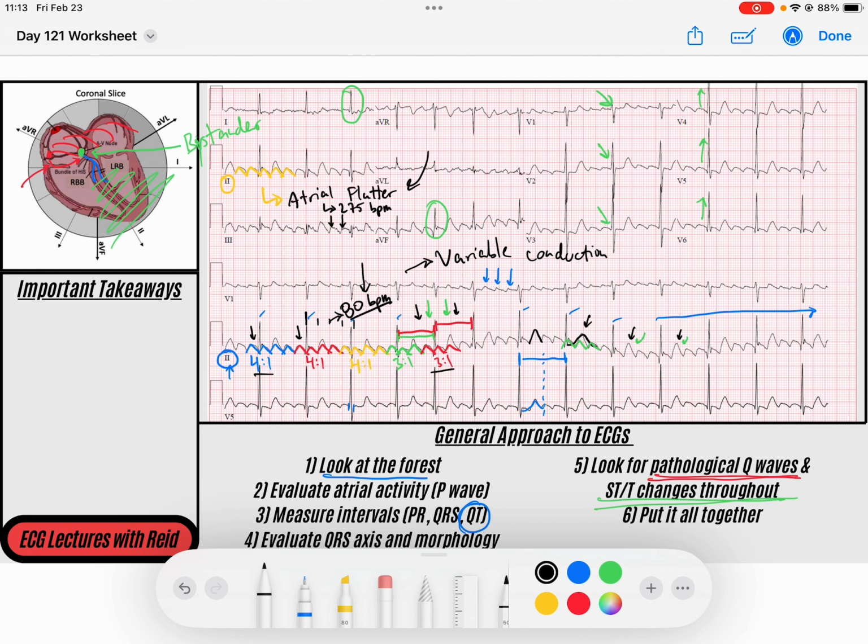Remember, it's really typically the tricuspid annulus that is involved in the re-entry circuit within the atria, right? And the tricuspid valve, we know, is in between the right atria and the right ventricle. So anything that puts pressure or strain chronically on that right side of the heart might put you at a higher risk of developing atrial flutter.